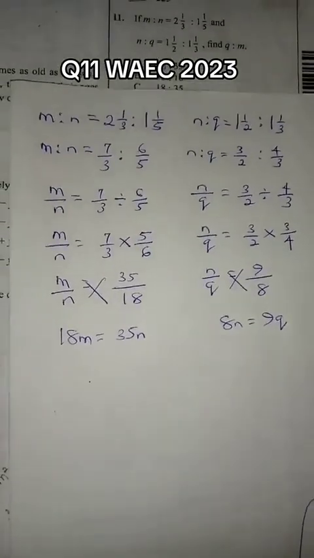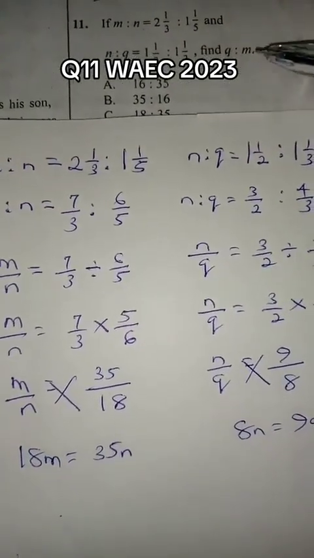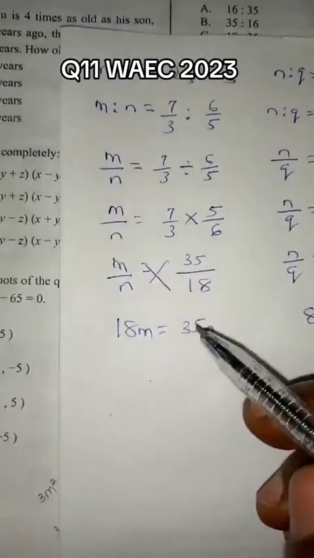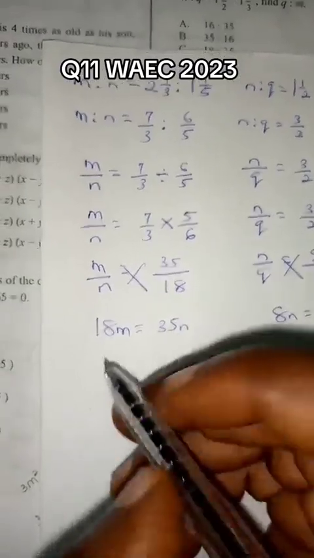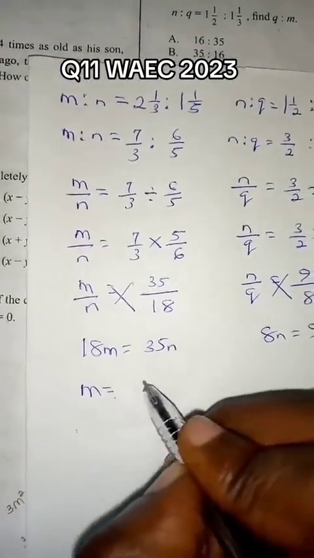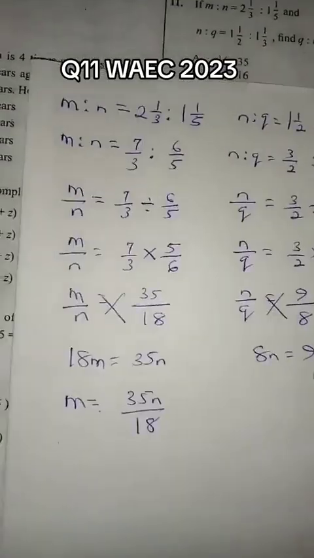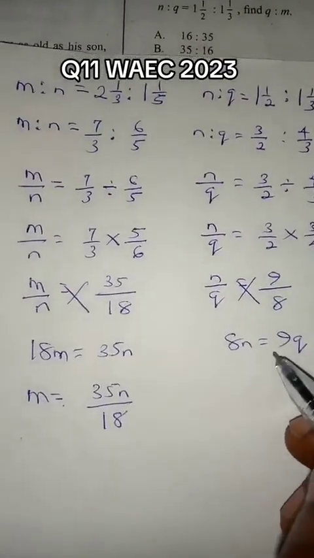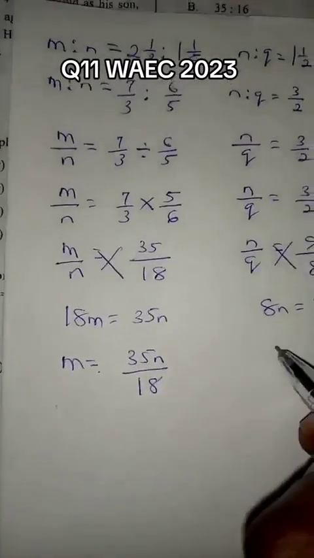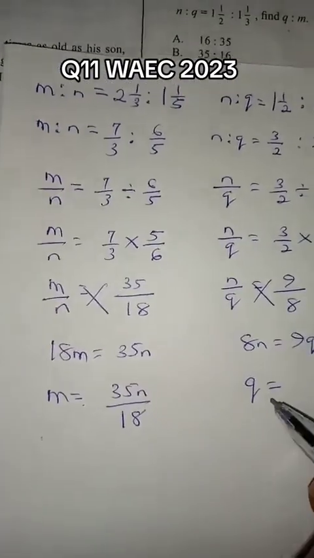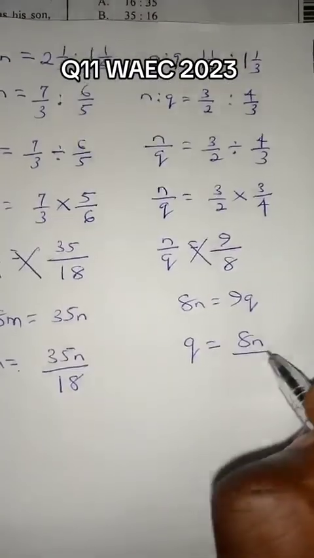Alright, if you look at the question, we're told to find q ratio m. So at this side, let's try to make m the subject of formula. So m is going to be 35n over 18. And at this side, let's make q the subject of formula since we are looking for q and m. So here, if q is the subject of formula, we're going to have 8n divided by 9.